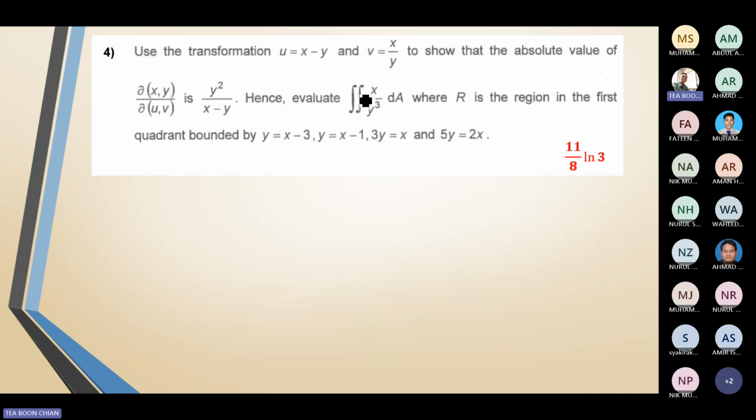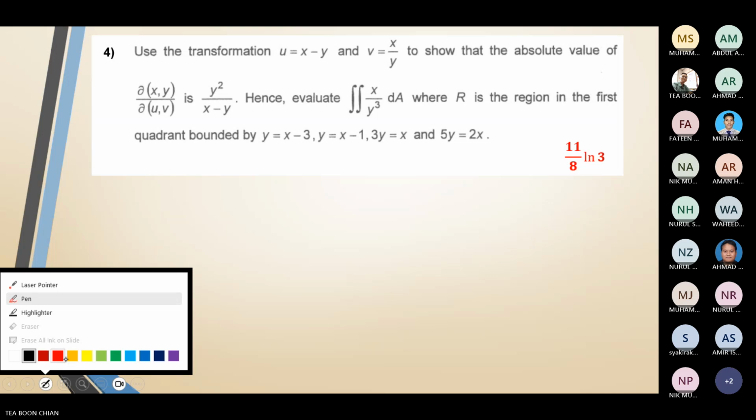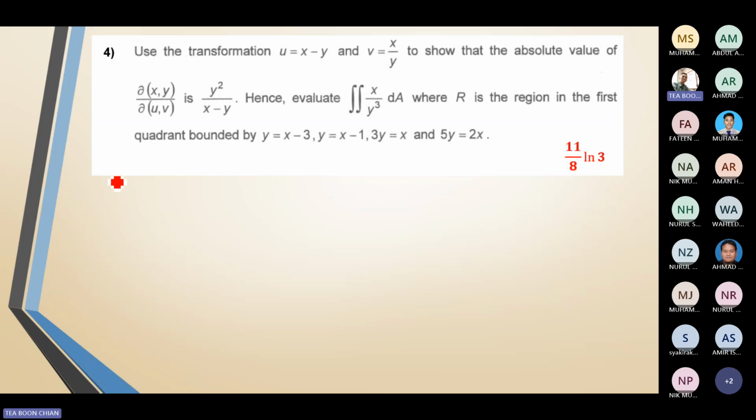Hence, evaluate the double integral of x over y to the power 3 dA, where R is the region in the first quadrant bounded by y equals x minus 3, y equals x minus 1, 3y equals x, and 5y equals 2x. Again, under UV transformation, you have 4 sets of equations. First thing first, collect them.